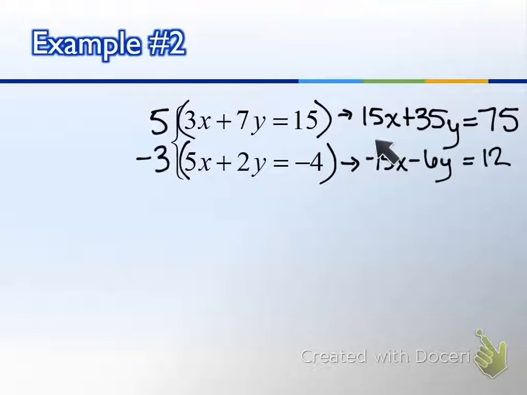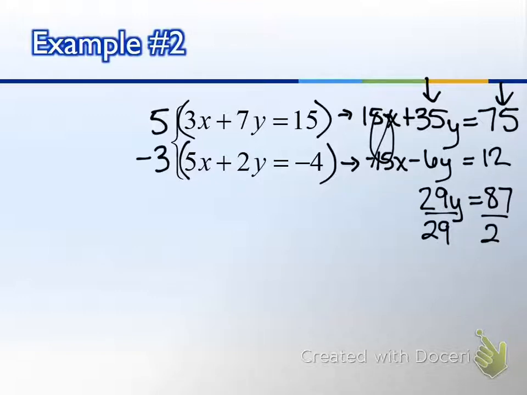Okay, so now we have a system of equations that's been changed so that the x's will eliminate. So our x's are going to go to 0, they're gone. And then we have to combine down our columns. 35y minus 6y is 29y. 75 plus 12 is 87. What do we do to get y alone? Divide by 29. What do we get for y? Y equals 3.